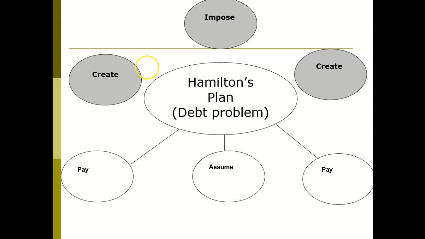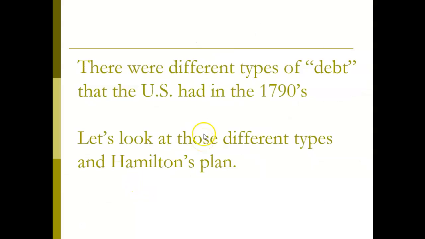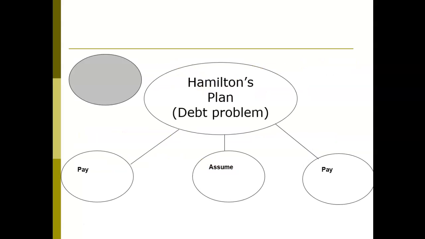All right? So the first thing that we have to talk about are the different types of debt that Hamilton had to deal with. And so the very first thing that we have to understand is there's different types of debt the United States had in the 1790s. So they were basically a national debt, so we'll do that one first here. Okay?